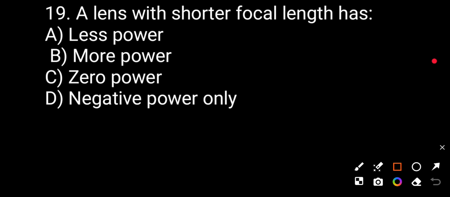Question number 19. A lens with the shorter focal length has lesser power, more power, zero power, or negative power only. So more power. Option B is correct.